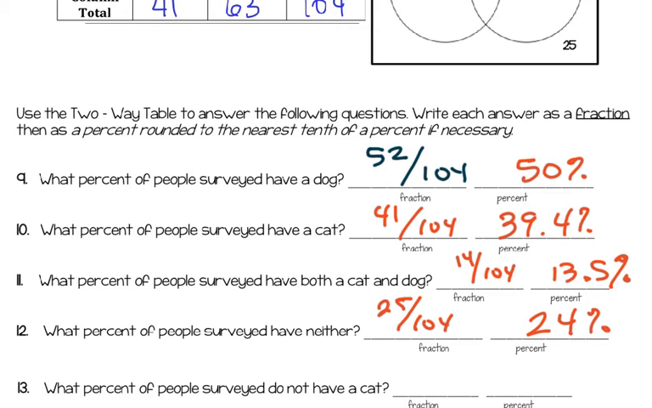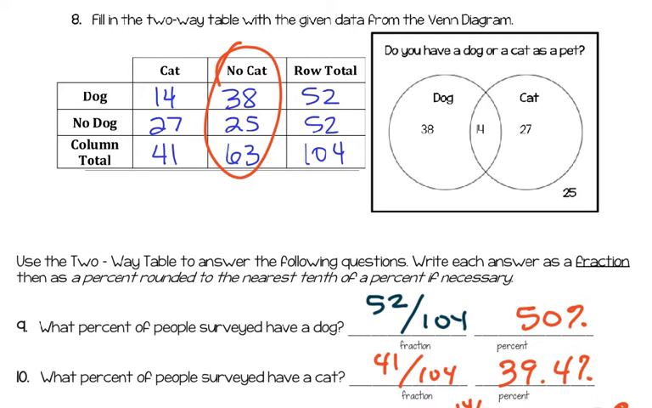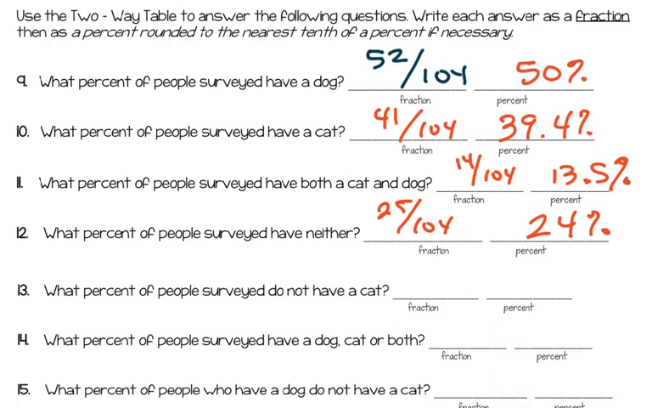Now remember, we're just rounding these to the nearest tenth of a percent. So if there's a decimal, change it to a percent first and then round it. Okay, the next one, what percent of people surveyed do not have a cat? We look for the people that have no cat, and so 63 total people do not have a cat. So 63 out of 104, and that comes out to be 60.6%.